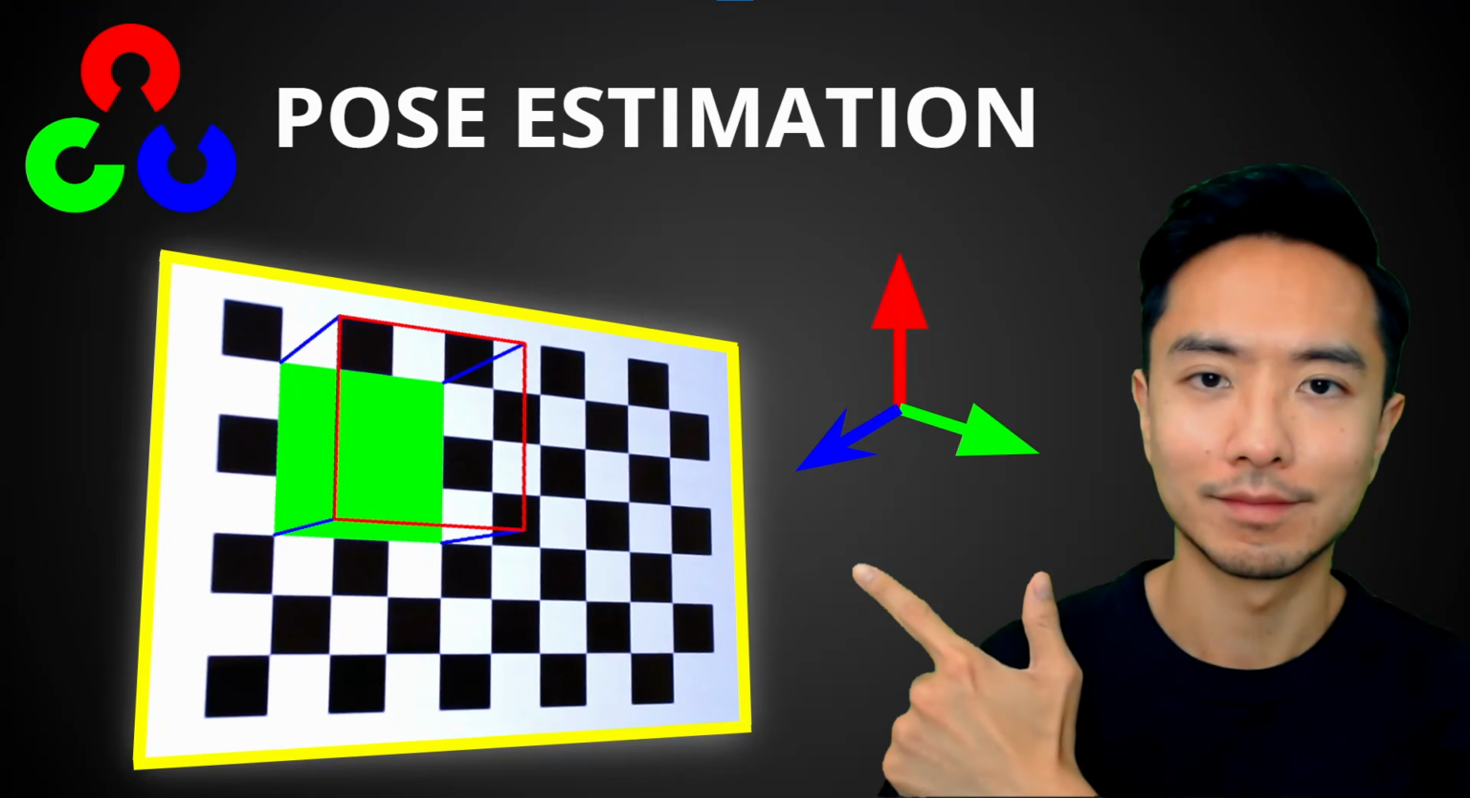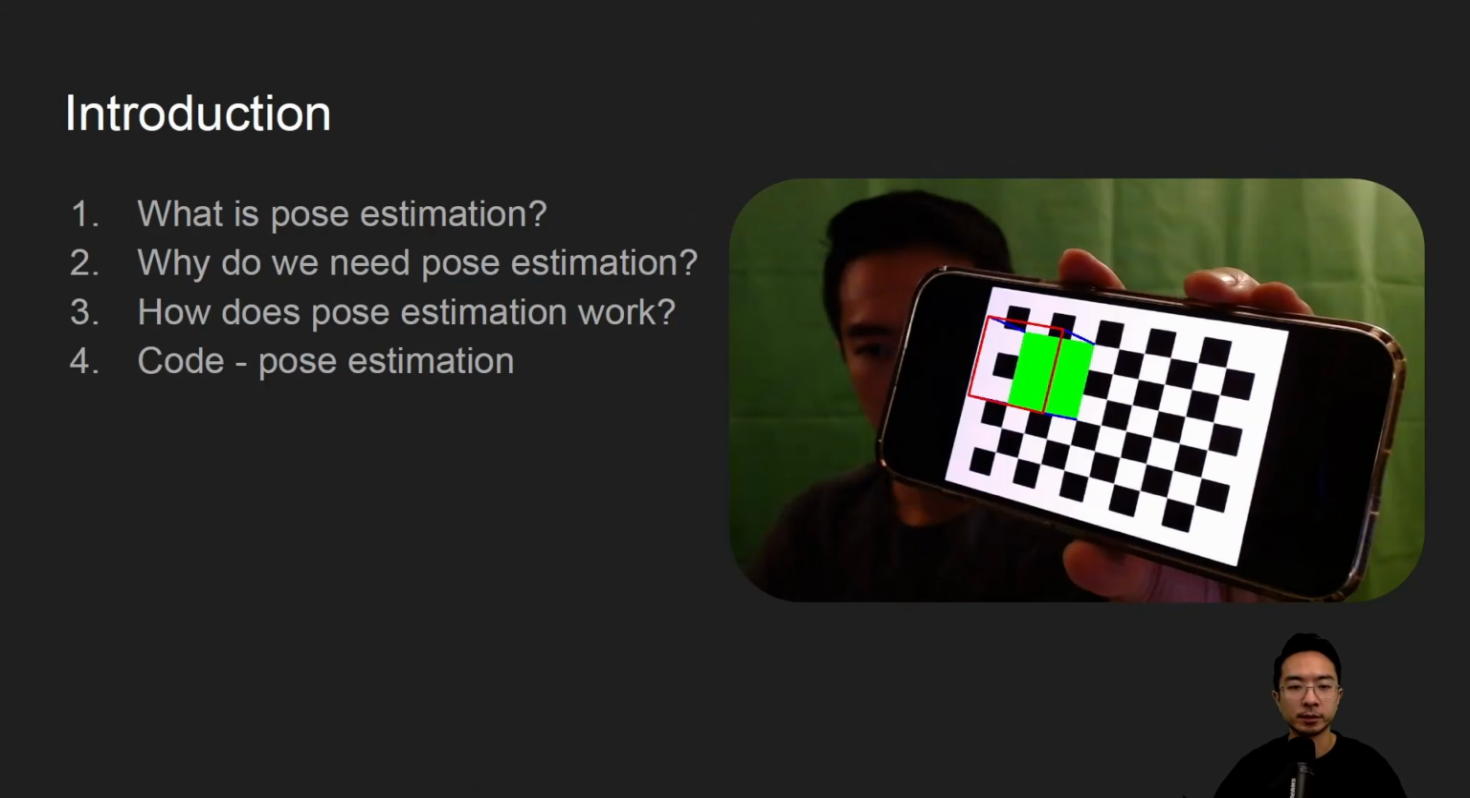All right, in this video, we're going to talk about pose estimation in OpenCV using Python. We will start off by saying what it is, why we need it, and how it works, and then jump right into a coding example. By the end of this video, we will see how we could draw this cube here on the right on top of our calibration images.